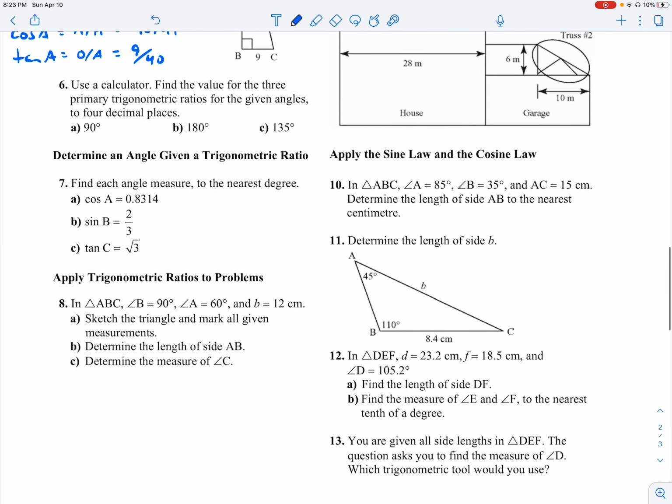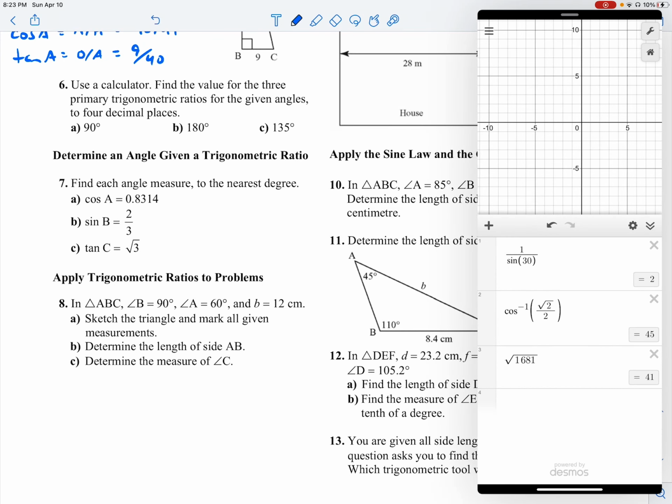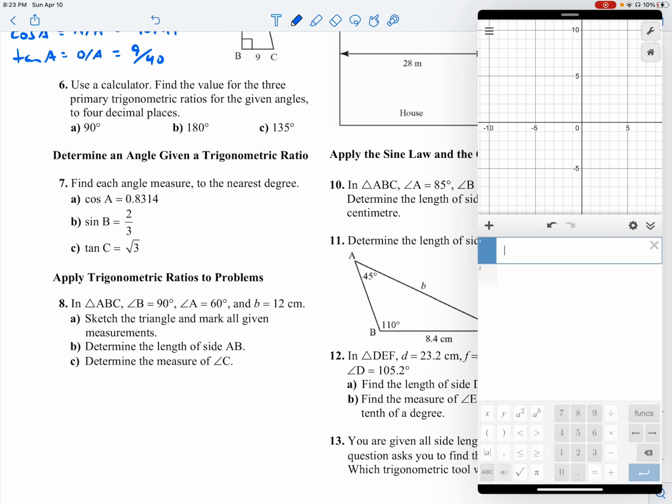Number 6, use a calculator to find the value for the 3 primary trig ratios for the given angles. So let's go ahead and do that. Sine of 90, which is just 1. We'll see why that is, actually. Sine of 180, also a special one, we get 0. And then sine of 135, it is 0.707.